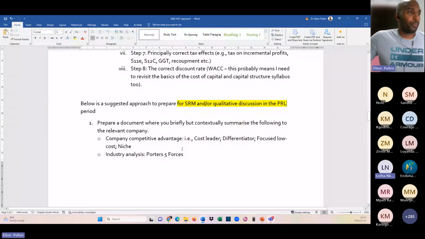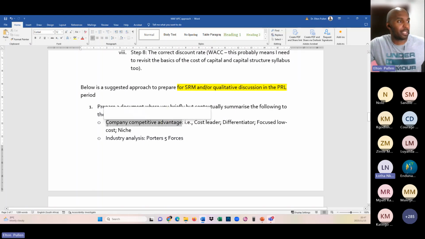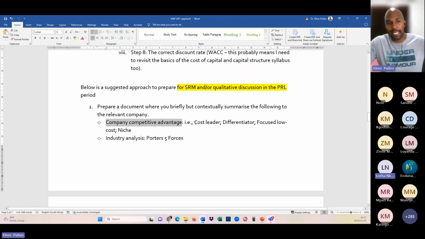Remember, we're still in the pre-release, so we have these 5 days. If I'm preparing for strategy or discussion, I would contextually summarize the following that's relevant to the company. First, the company's competitive advantage. I don't have time to re-lecture all of this, but companies are usually a cost leader like ShopRite or a differentiator like Woolies. Some companies focus on a narrow market at low cost.